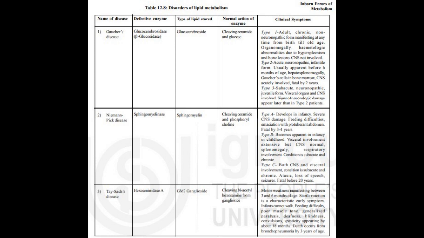Having learnt about some of the important inborn errors of metabolism, we shall end our study of this unit by presenting a brief discussion on hemoglobinopathies. 12.6 Hemoglobinopathies. Hemoglobinopathies are those conditions where hemoglobin, Hb, is unable to perform its function.